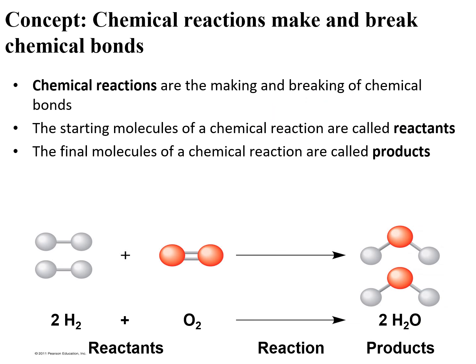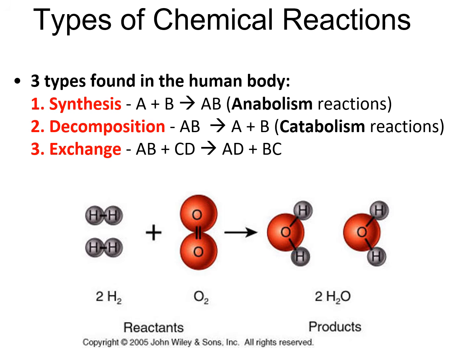Let's move on to chemical reactions, which are the making and breaking of chemical bonds. You guys know that the starting molecules of a chemical reaction are called reactants, and the final molecules of a chemical reaction are known as products. Chemical reactions are going to occur when new bonds are formed, or when bonds are broken, or maybe when bonds are formed and bonds are broken.